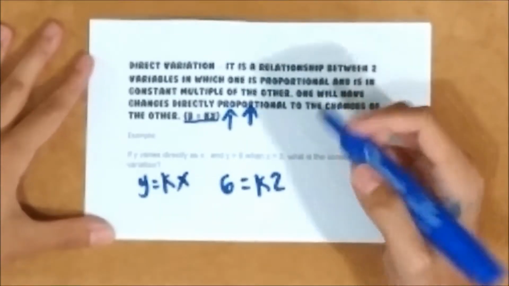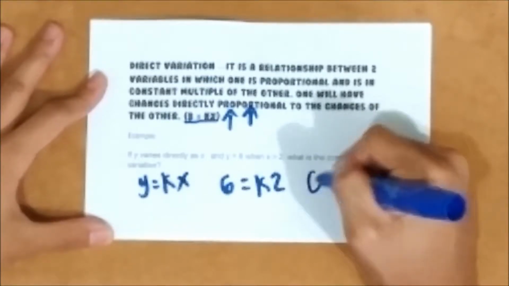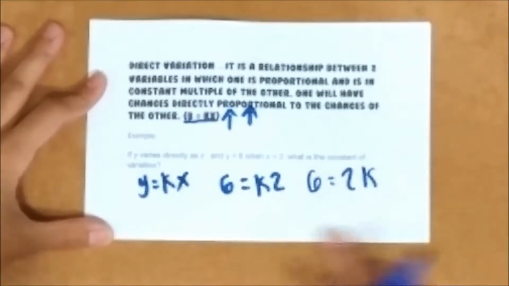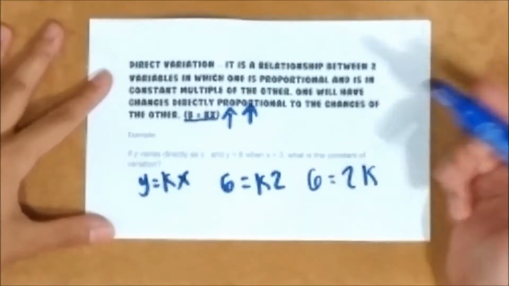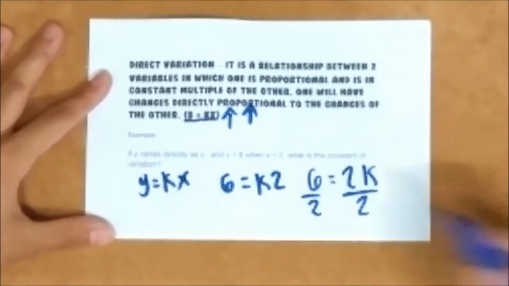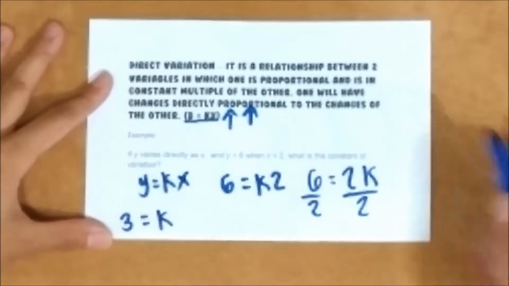Therefore, let's simplify. 6 equals 2k. And to simplify it, we must divide both sides by 2. Over 2, over 2. 3 equals k. And there you have it.